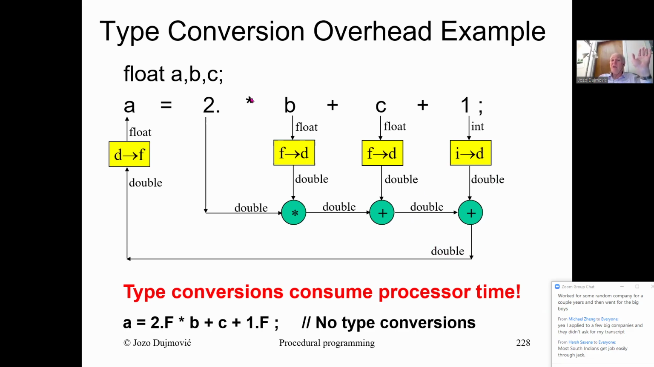You have here finally 2 times B plus C plus 1. But this is double. Now, you have to store that in A, but A is defined as float. Therefore, the compiler again says, oh my goodness, I have now double, and I have to store that in float. So it brings a new program, conversion from double to float. Well, this one has 50 lines of code because it is more complex. The problem that you have now is that you have a mantissa that has 53 bits. Now you have to reduce that to 24 bits.